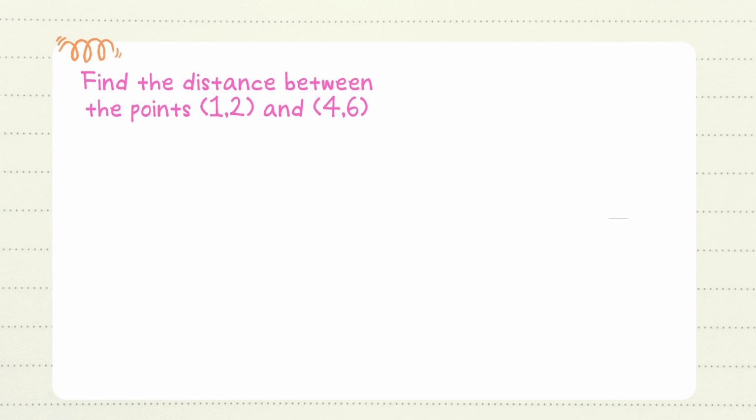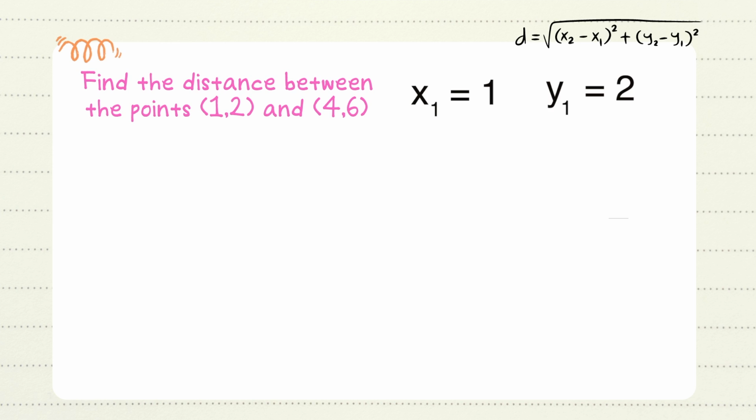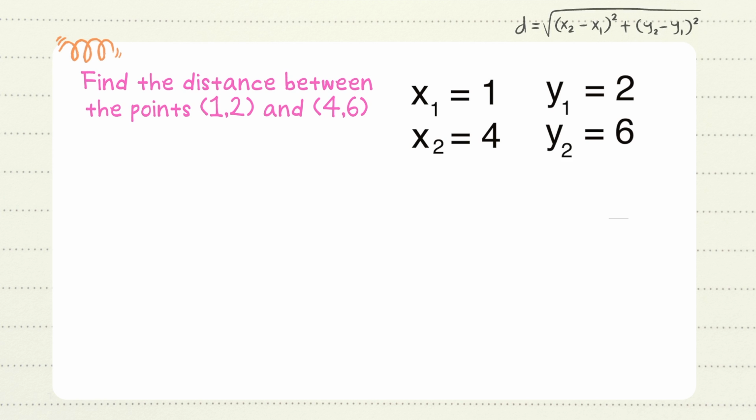We need to find the distance between the points 1, 2, and 4, 6. To find the distance between these points, we will use our distance formula. Our first point is 1, 2. So x1 is equal to 1, and y1 is equal to 2. Our second point is 4, 6. So x2 is equal to 4, and y2 is equal to 6.